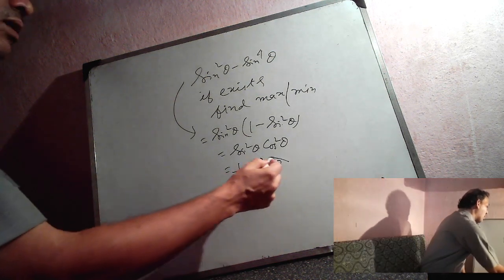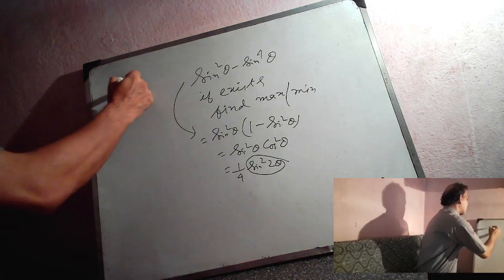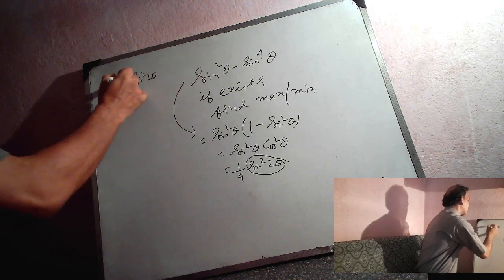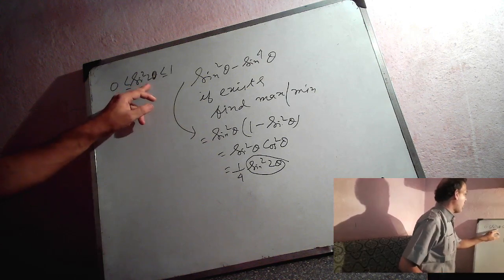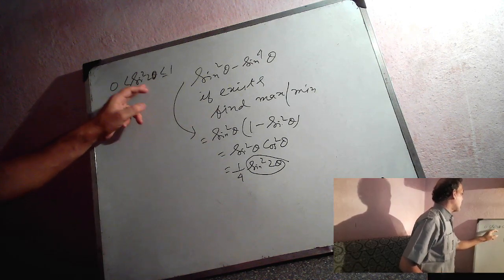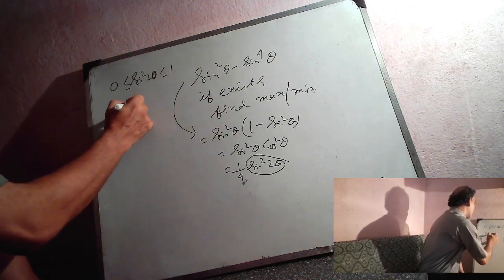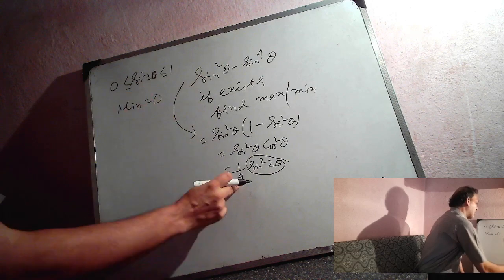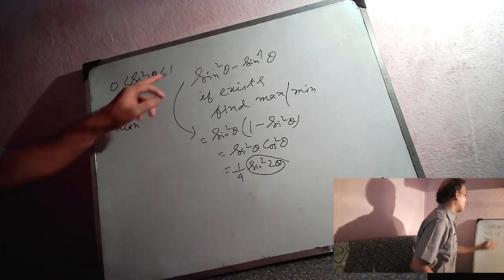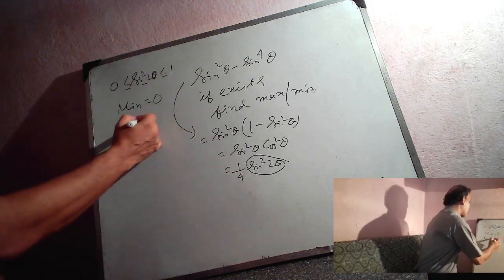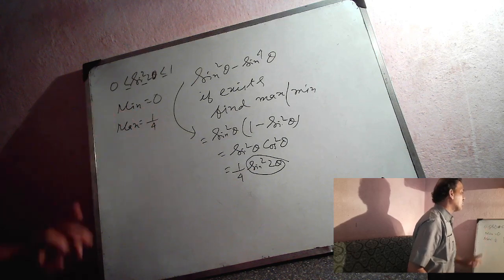Now the minimum value of it is 0, being a square, it cannot be negative. The range of sin square 2 theta is more than or equal to 0 and less than or equal to 1. Being a square, it cannot be negative. That is why its minimum value is 0. So the minimum of the given expression will be 1 by 4 into 0, which is 0. And the maximum value of sin square 2 theta is 1. 1 multiplied by 1 by 4 will give 1 by 4. So maximum 1 by 4, minimum 0.